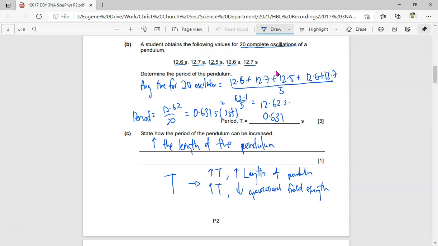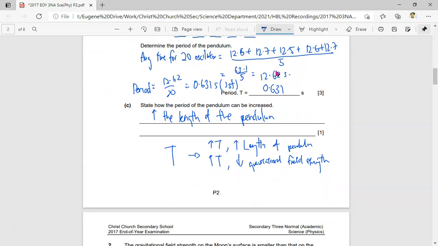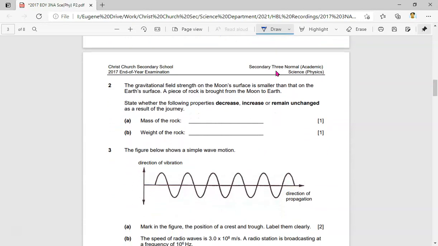And so you can use more string and stuff. So actually it's about increasing this length over here. So as the length increases, it will increase the period. So that's for question 1.